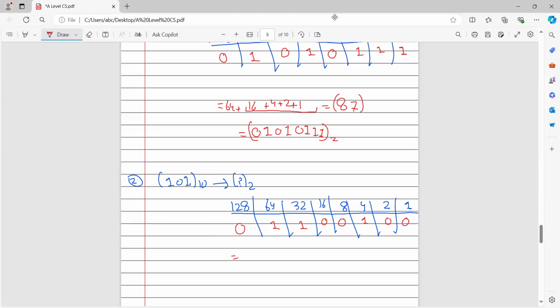That's pretty simple. If I add these values, 64 plus 32 plus 4 plus 1, it gives me the final answer of 101. And hence the final answer of 101 into binary is this: 0, 1, 1, 0, 0, 1, 0, 1. This is the answer. Do you still have any confusion here?